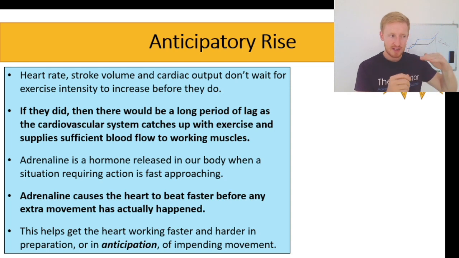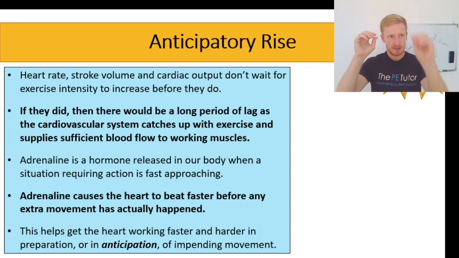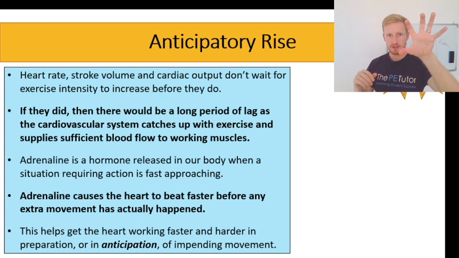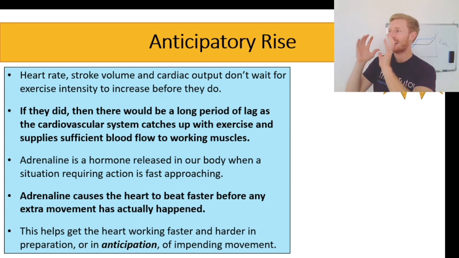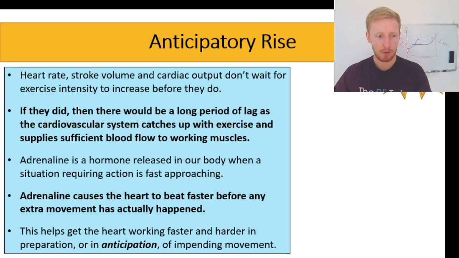And if we're increasing our heart rate, think about the relationship. Heart rate times stroke volume equals cardiac output. So if we increase heart rate, stroke volume stays the same, we're still going to see an increase in cardiac output.